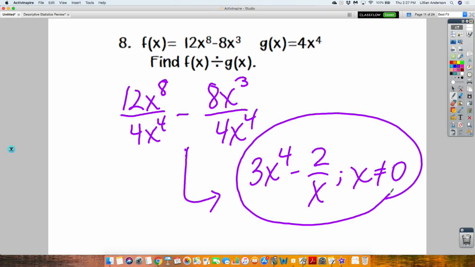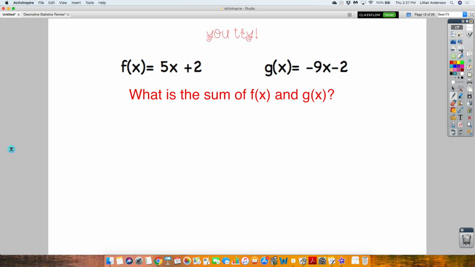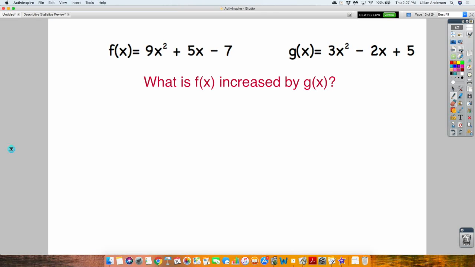On your desk, I want to practice some, just a little bit. If I gave you a problem like this, and I said, what is the sum of f of x and g of x? What would you do to these two functions? Wonderful. If I gave you these two functions, and I said, what is f of x increased by g of x? Would it be addition or would it be multiplication? It's actually going to be addition, increased. Even though as much as I wish that when they said we get an increase, they would multiply my paycheck, it is nothing but addition.